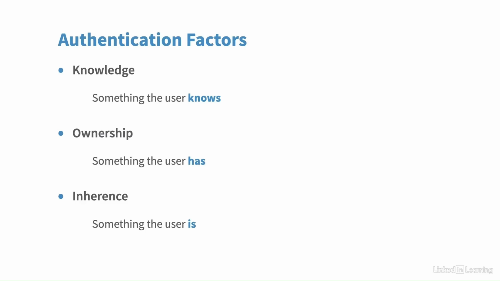It's worth memorizing these 3 factors because they come up frequently in security. The easiest and most common way to learn them is using the phrase, something the user knows, something the user has, something the user is. Let's look at some examples of each one.